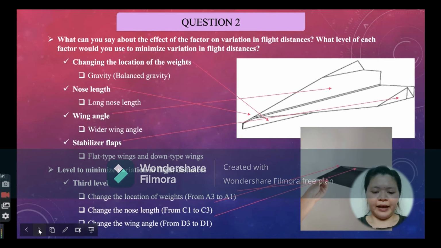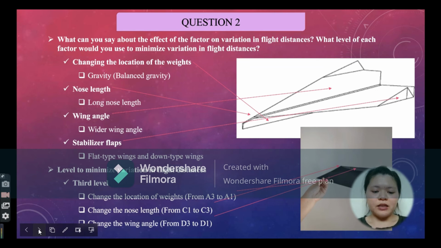Second is nose length. If the nose length of an airplane is long, it will have the opportunity to fly a long distance. In addition, a change in wing angle also affects the flight distance of an airplane. Based on the experiment that has been done at the research site, we have observed that aircraft with a wider wing angle have a longer flight distance compared to a less wide wing angle.